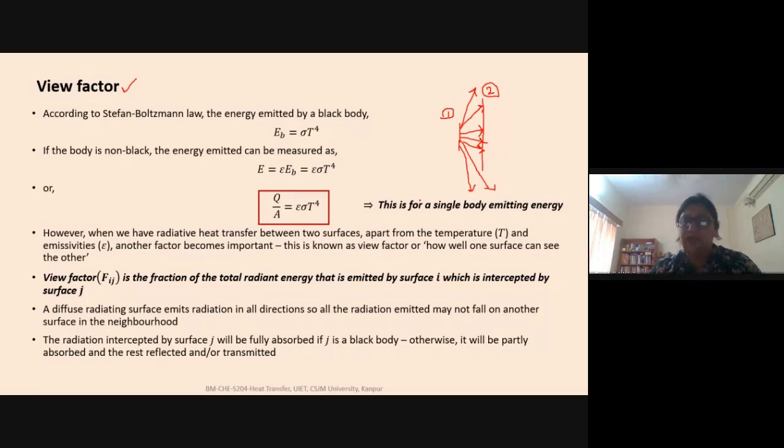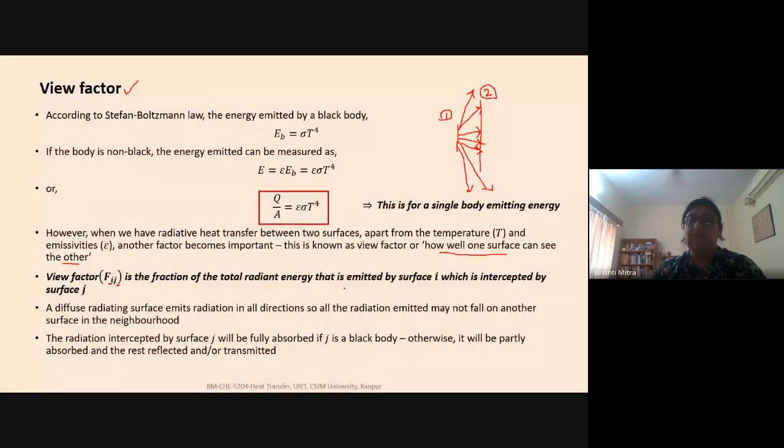View factor is defined as how well one surface can see the other surface. We always write it with a letter F with a subscript. The subscript is written as ij. When I say Fij, it means that whatever radiation is going out of body i is being intercepted by body j. That means it's falling on body j.